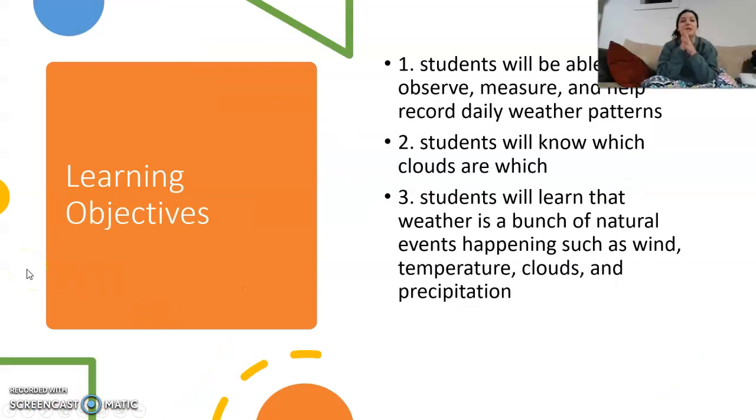Here's our learning objectives. Students will be able to observe, measure, and help record daily weather patterns. Students will know which clouds are which. Students will learn that weather is a bunch of natural events happening such as wind, temperature, clouds, and precipitation.